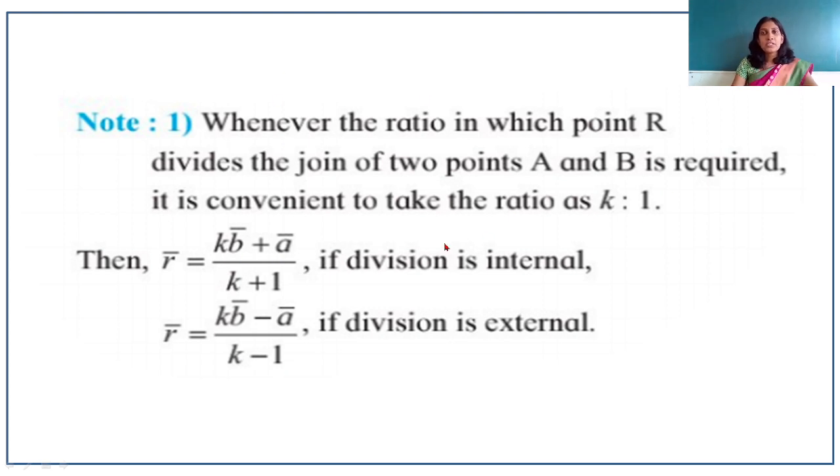That means, suppose there is a line segment AB and R divides it in some ratio, and we have to find that ratio. In the example, we have the position vectors of the points, but we have to find the ratio in which that point divides this segment. For that, we conveniently take the ratio as K:1. After finding the value of K, we substitute it here and we will get the ratio.